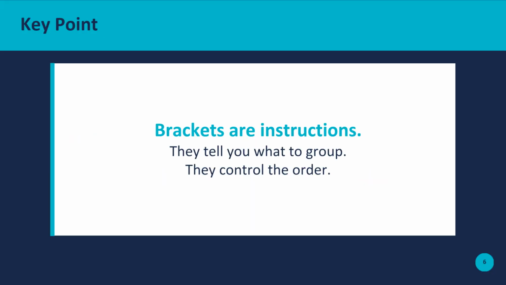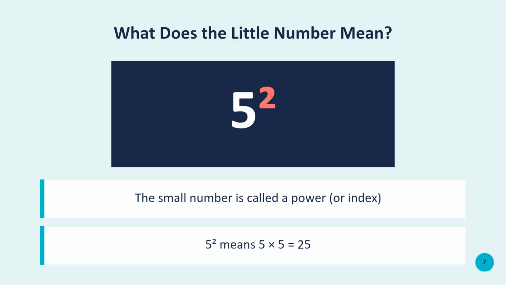Brackets are instructions. They tell you what to group. They control the order. Now look at this. 5 squared. The small number is called a power, or index. 5 squared means 5 times 5, which equals 25.